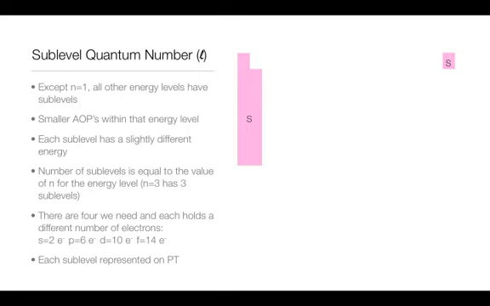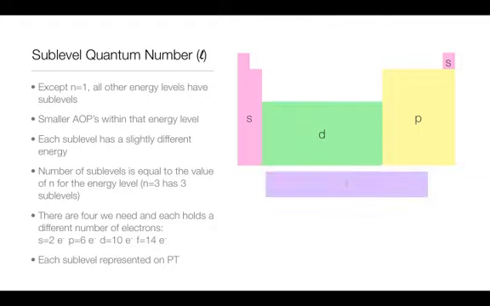The S sublevel is represented by groups 1 and 2 on the periodic table, as well as helium. The P sublevel is represented by the 6 columns to the right on the periodic table. The D sublevel is the shorter area that has 10 columns, and the F sublevel is represented by the area that's kind of separated at the bottom of the periodic table. Again, each one of these represents a subsection within the energy level.